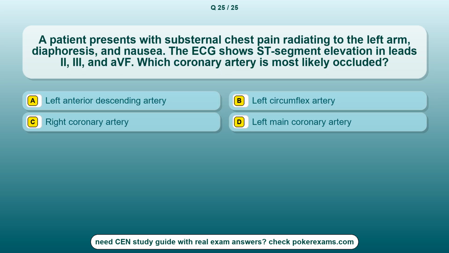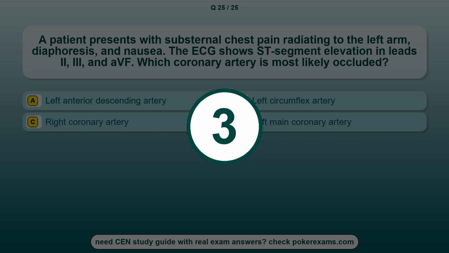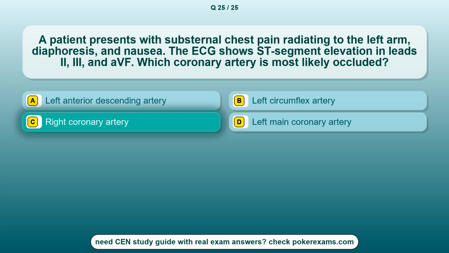Question 25. A patient presents with substernal chest pain radiating to the left arm, diaphoresis, and nausea. The ECG shows ST-segment elevation in leads II, III, and aVF. Which coronary artery is most likely occluded? Option A, left anterior descending artery. Option B, left circumflex artery. Option C, right coronary artery. Option D, left main coronary artery. The correct answer is option C, right coronary artery.